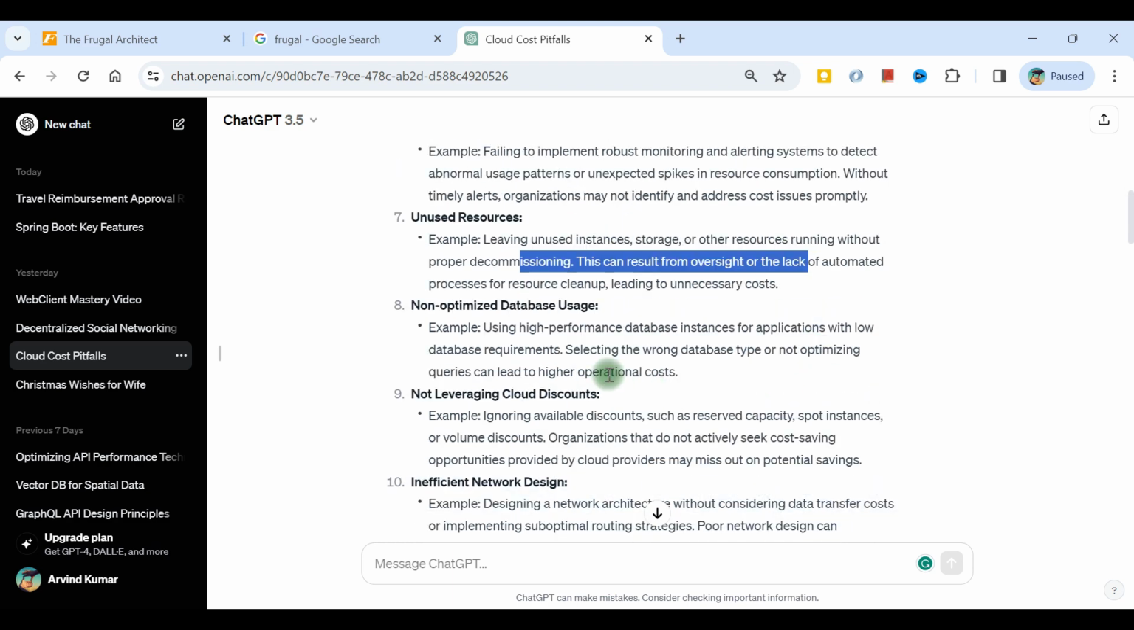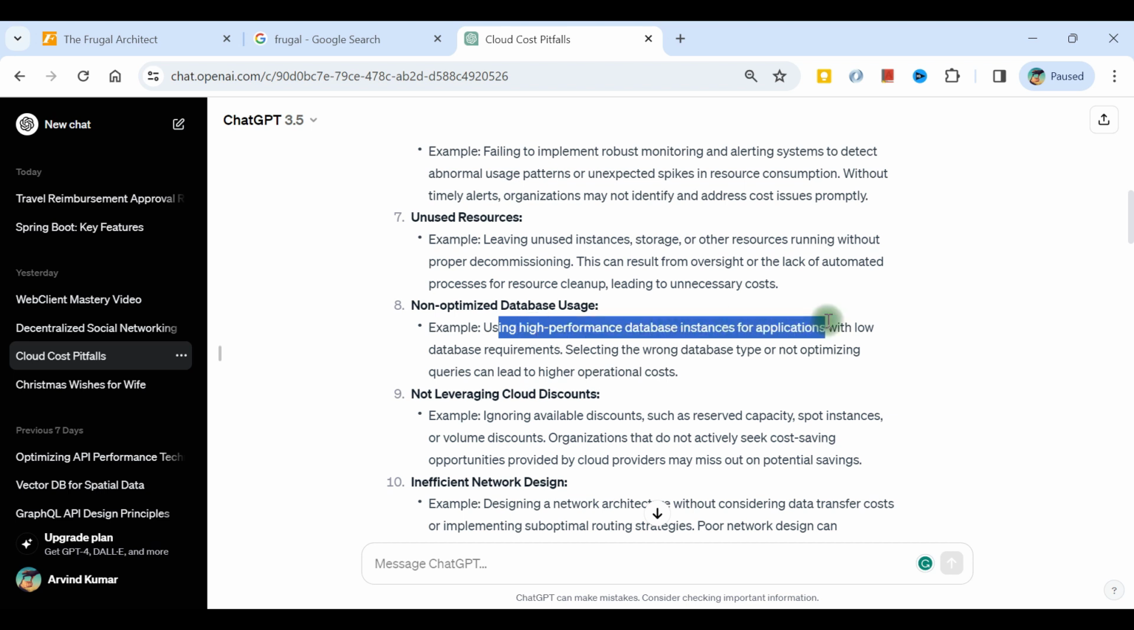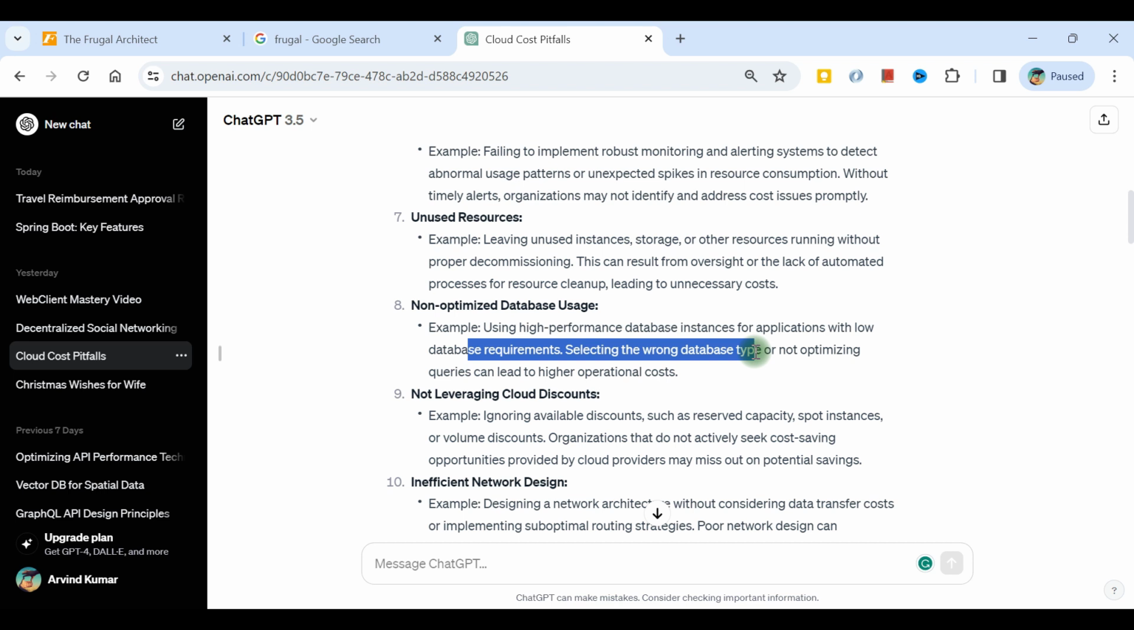Next point is about non-optimized database usage. Using high-performance database instances for applications with low database requirements, selecting the wrong database type, or not optimizing queries can lead to higher operational costs.